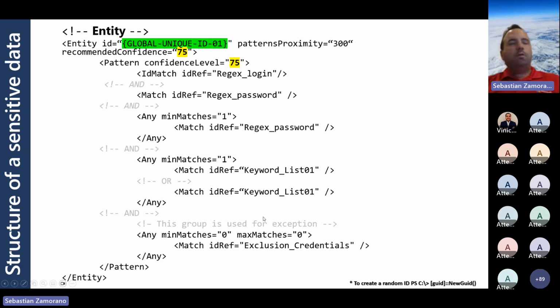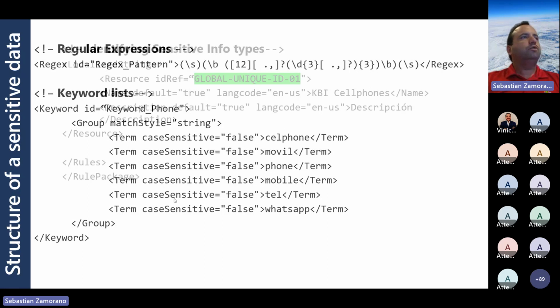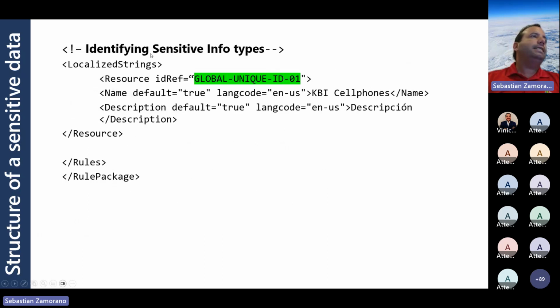In the XML file, we will find all the entities at the beginning. After the entities, if we have several sensitive information types, I have some examples working with other customers with 80 entities in the same rule pack. And again, after all the entities, we can start adding the regular expressions. We will have a part in our XML with the regular expressions, and then all the keyword lists, to finish at the end with the name.